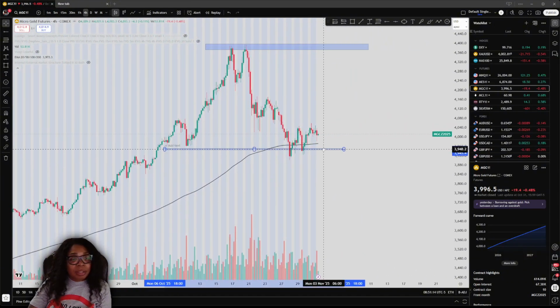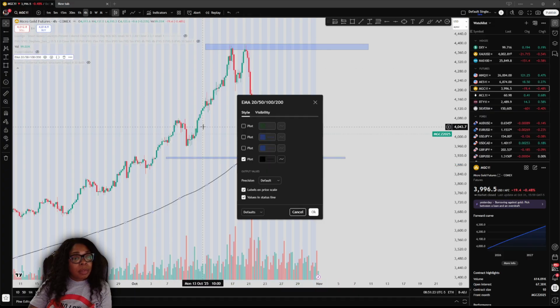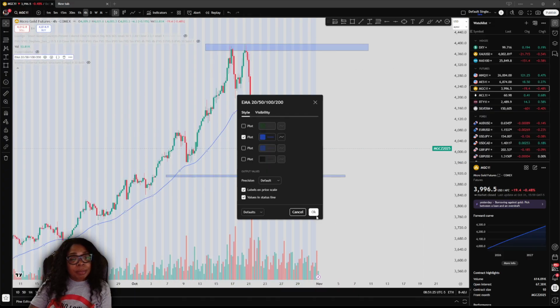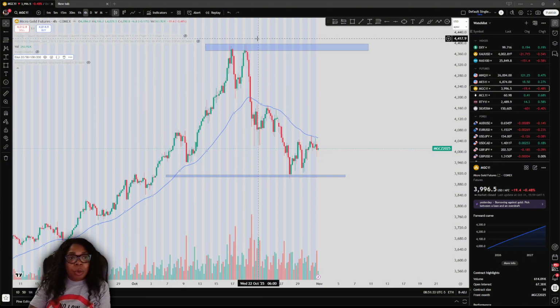Okay, so see there's some support here. It was previously here, but it broke it. And let's change our moving average to the 50. Look at that. So gold right now is in an indecisive point as far as I'm concerned, as far as directional bias. We do on the 4-hour time frame have a double top.